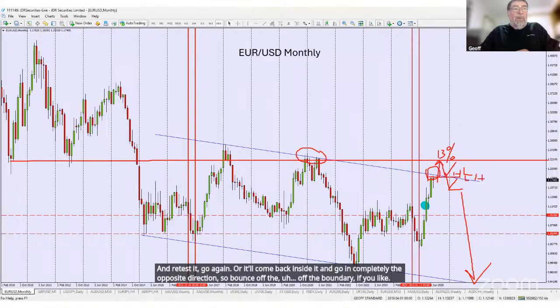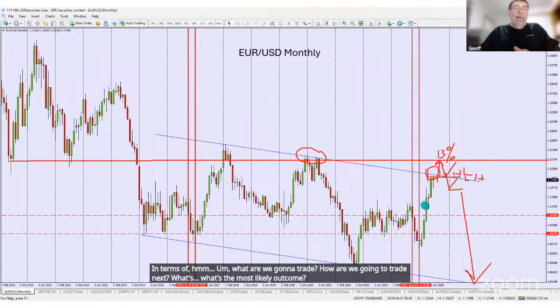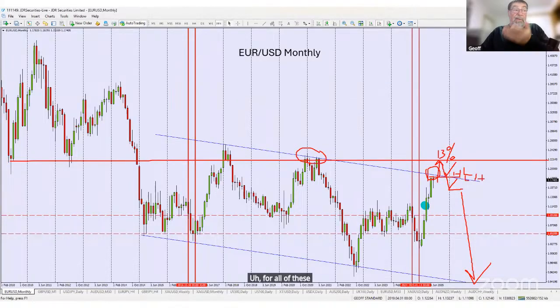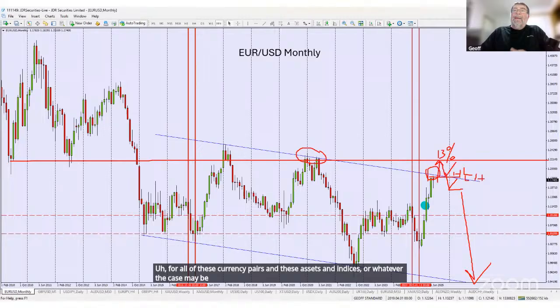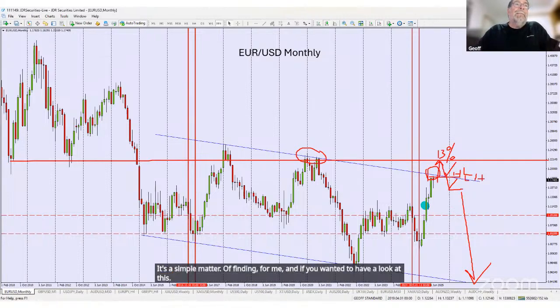So carrying on with that thesis, where do we go from here in terms of what we are going to trade? How are we going to trade next? What's the most likely outcome for all of these currency pairs and these assets and indices or whatever the case may be? Well, it's a simple matter of finding, for me, and if you wanted to have a look at this, finding the boundaries.